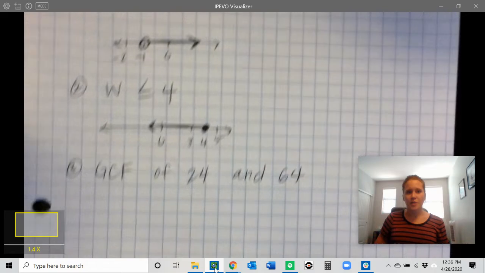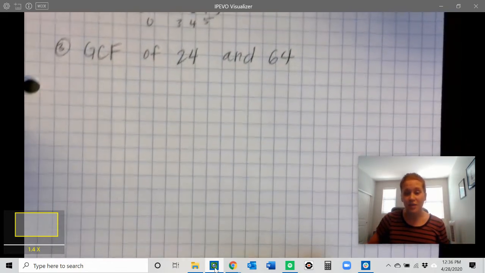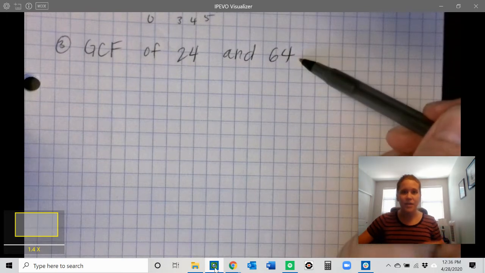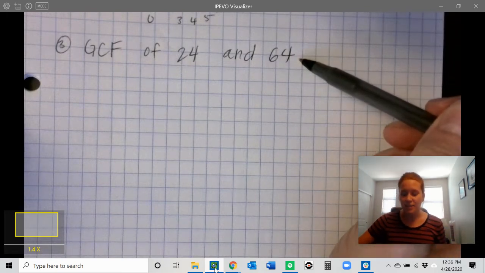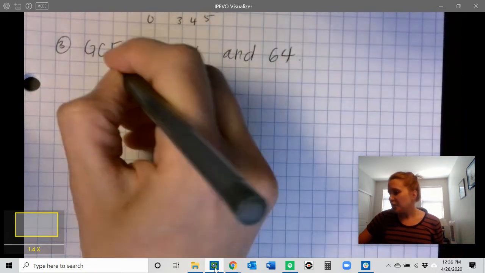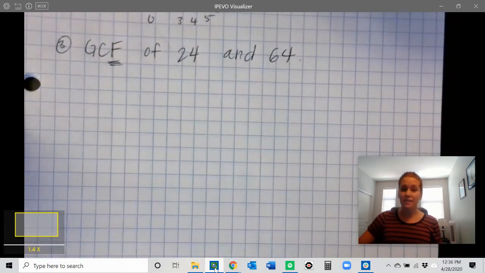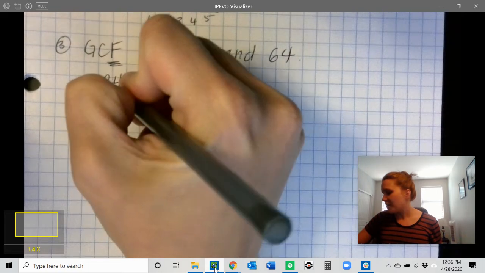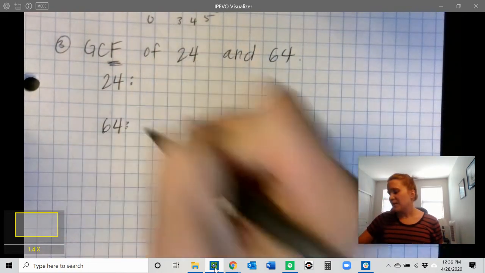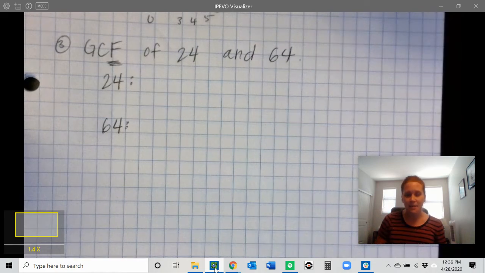I want you to put this on your paper as well, because when you are going to work on your test tomorrow, if you have this label, you're going to easily be able to find this question again, so you can make your work look just like this work, okay? So if I want to find the greatest common factor of these numbers, I need to find all the factors of these numbers, okay? Remember, factors are what it takes to multiply to get these numbers.